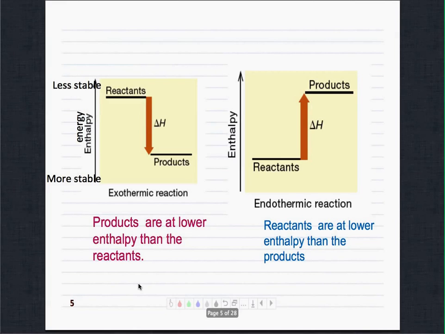Now let's take another example, which is again the energy versus the reaction progress or coordinate. Is that an endo or exo reaction? That's an endothermic reaction because these are the reactants and those are the products. So you need energy to take the reactant from here to here, so it's an endothermic reaction.